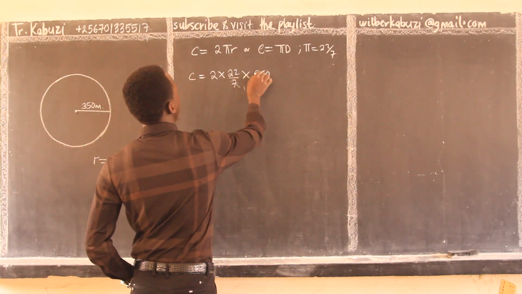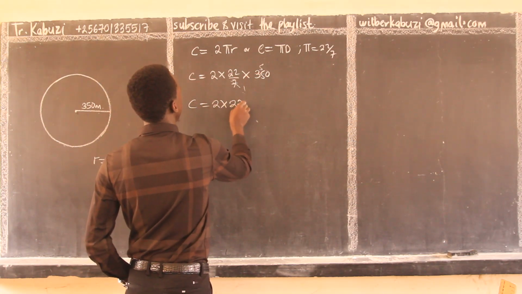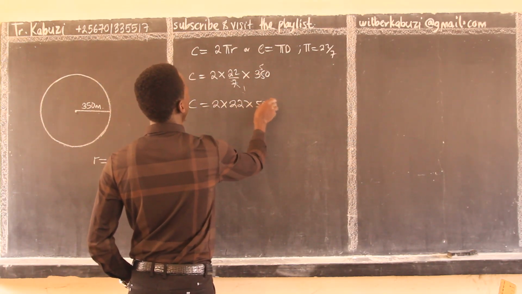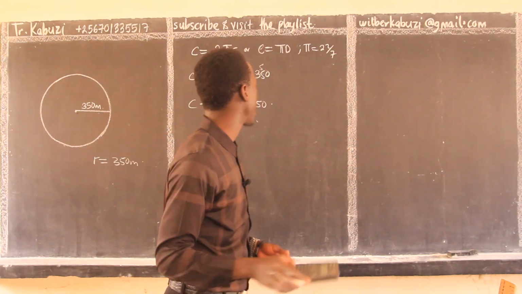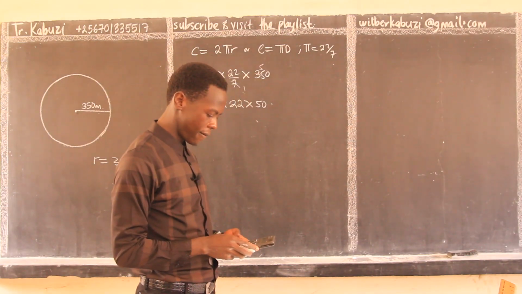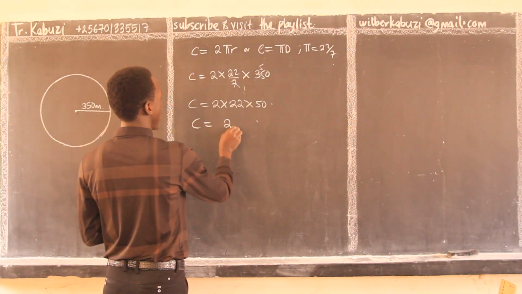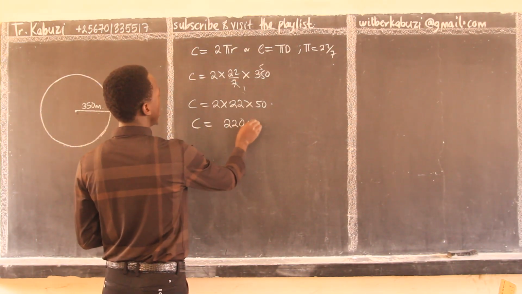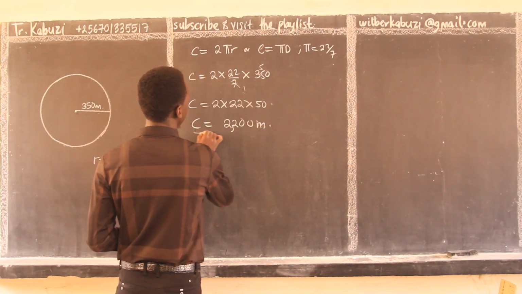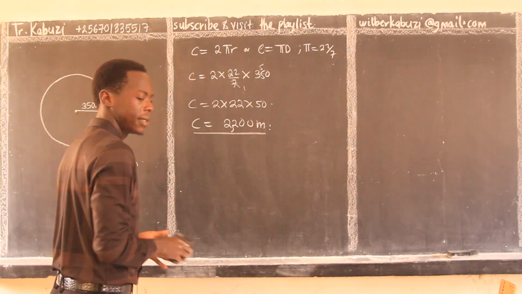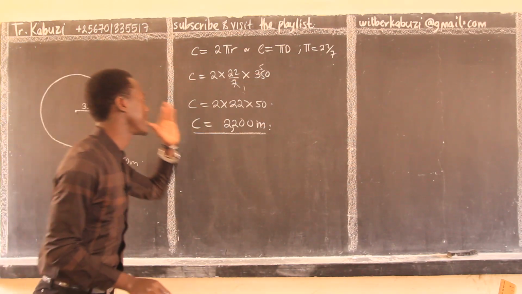So now my circumference is 2 times 22 over 7 times 350, and the 7 cancels with 350 to give 50. So you get your calculator, and 44 times 50 is 2,200 meters. Now that's our circumference, meaning the length of the whole of that circle is going to be that.